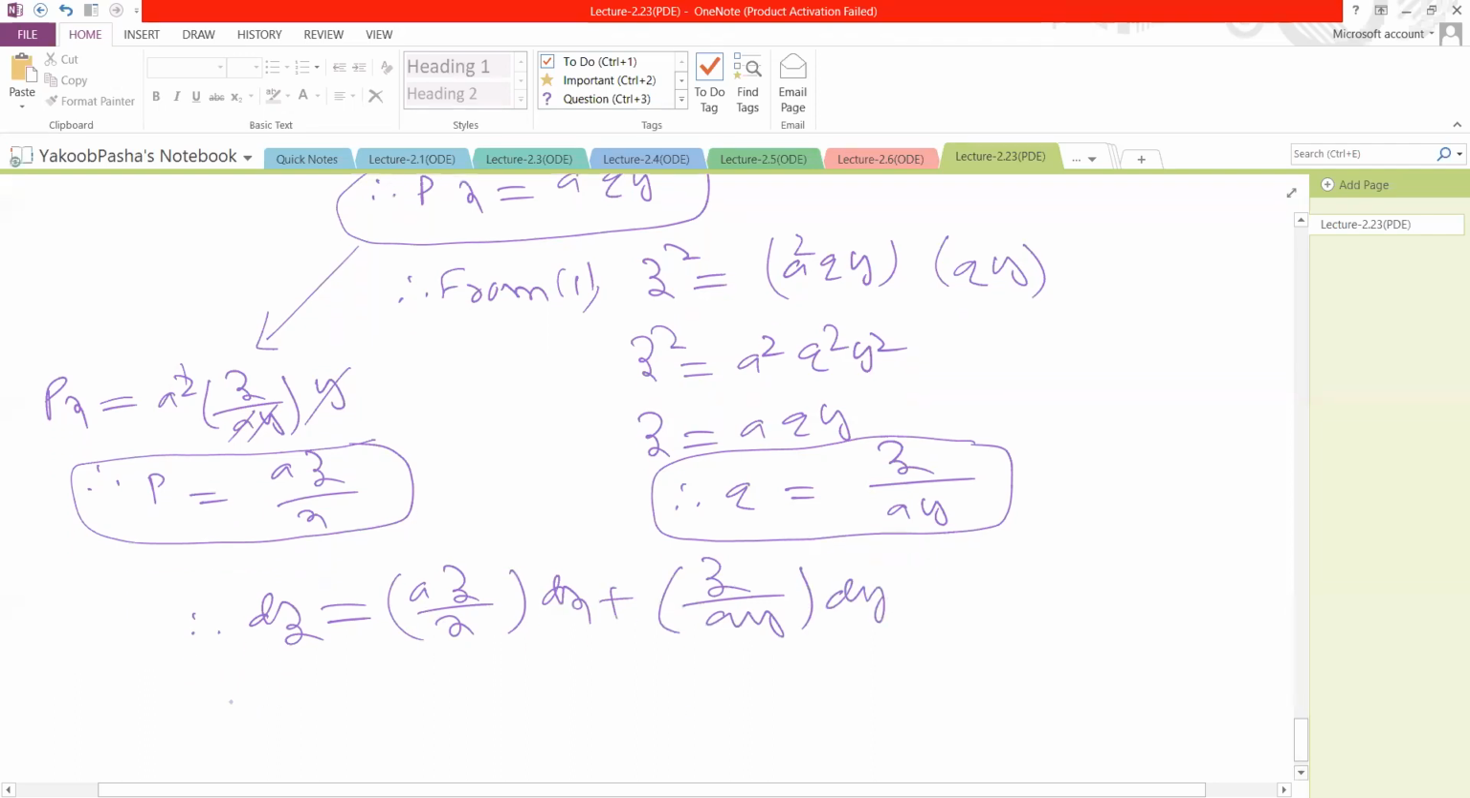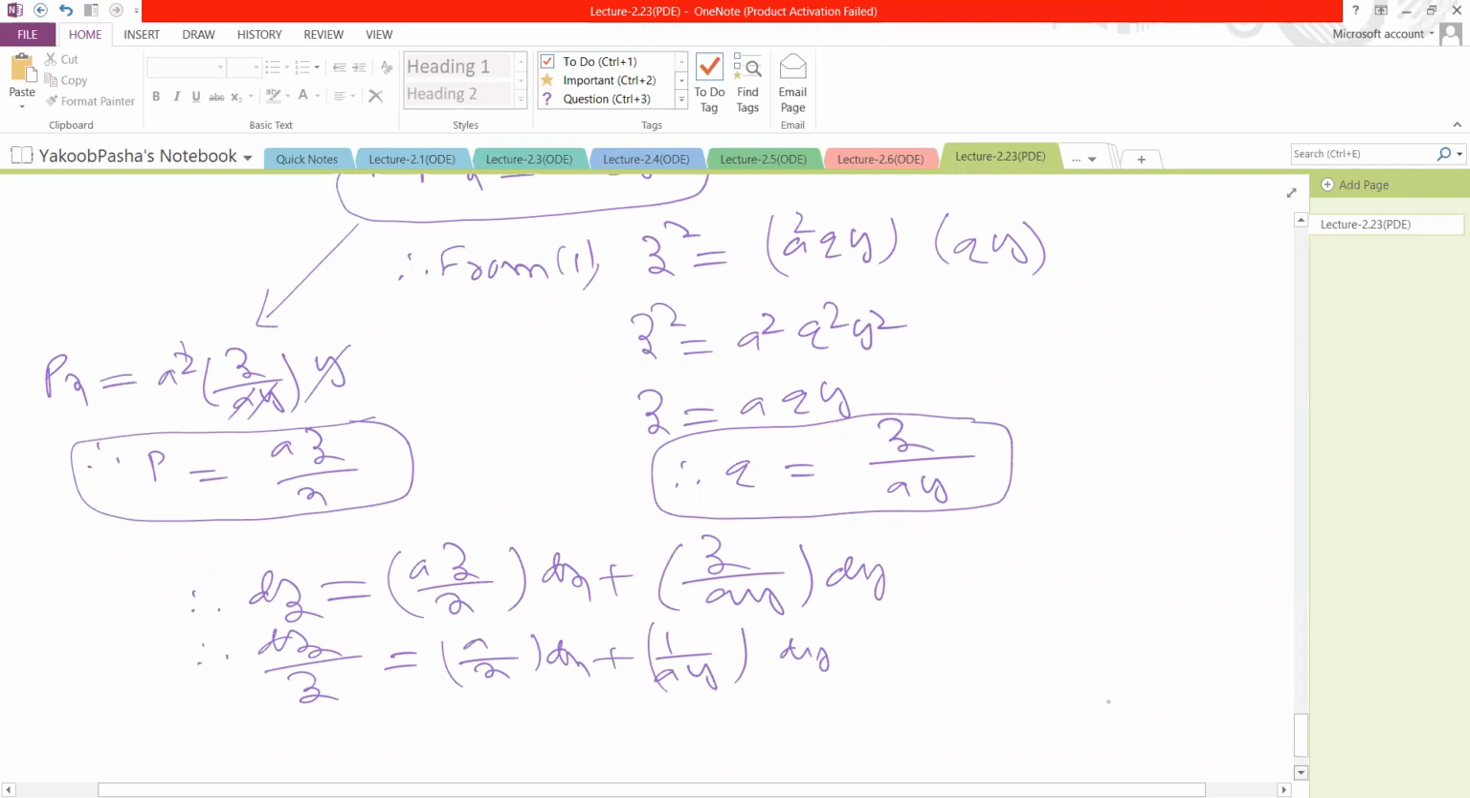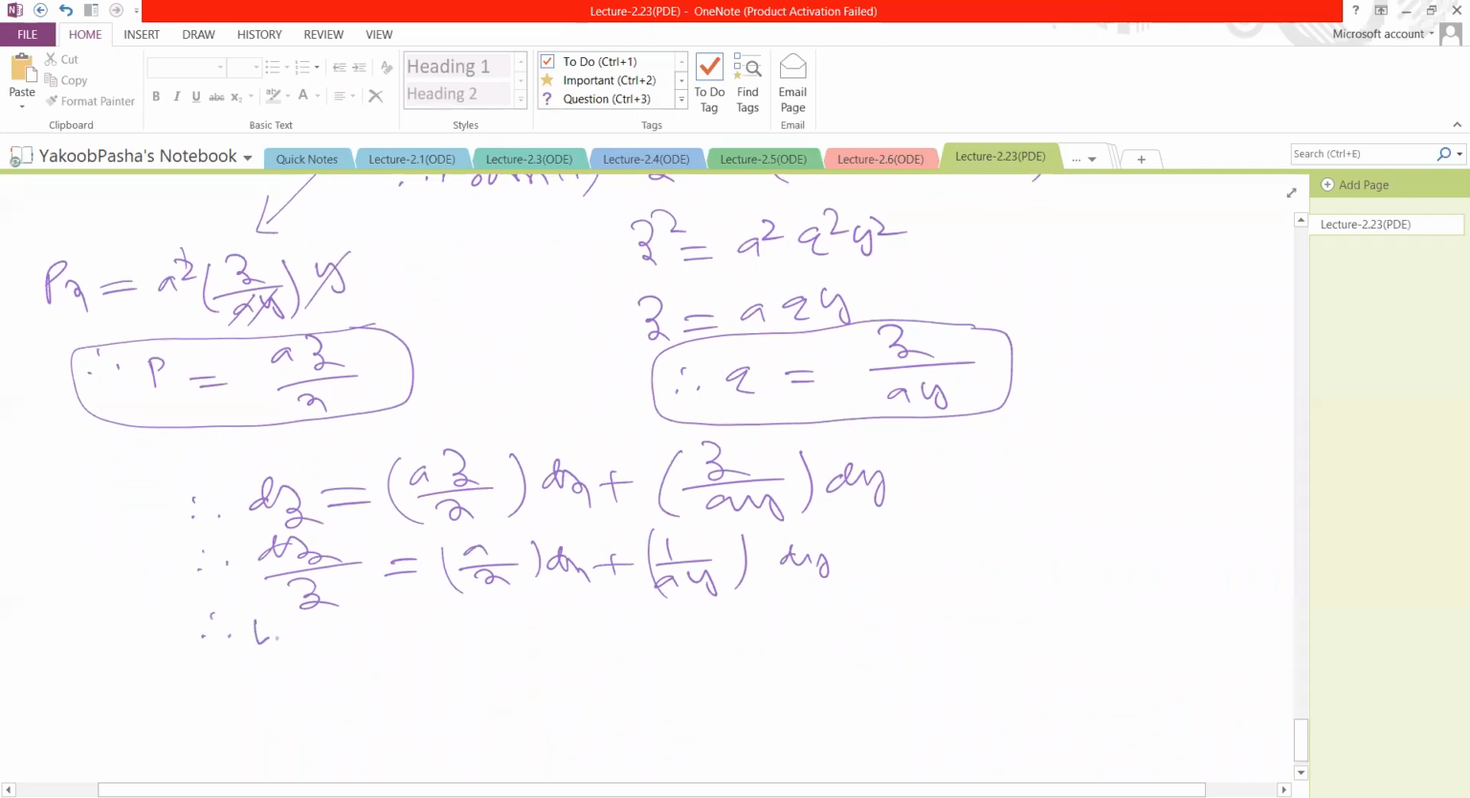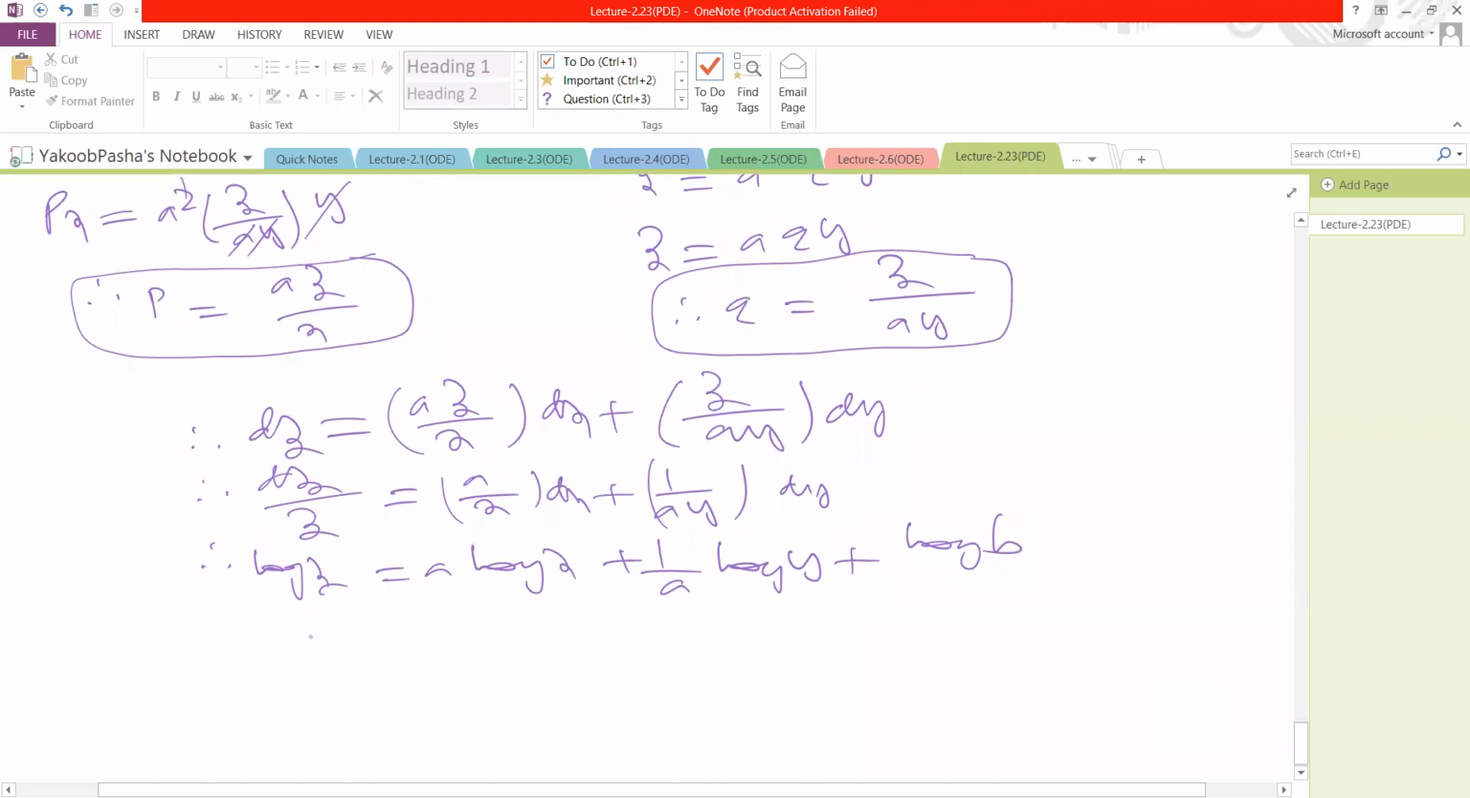Now by integration, by separating the variables here, dz by Z is equal to A by X into dx plus 1 by AY into dy. Just I am dividing the entire equation with Z. By integration, we will get log Z is equal to A into log X plus 1 by A into log Y plus another arbitrary constant, log B. So this is nothing but Z is equal to X power A into Y power 1 by A into B.